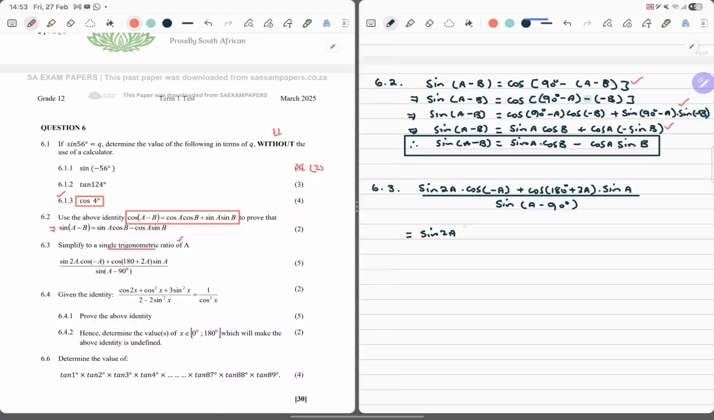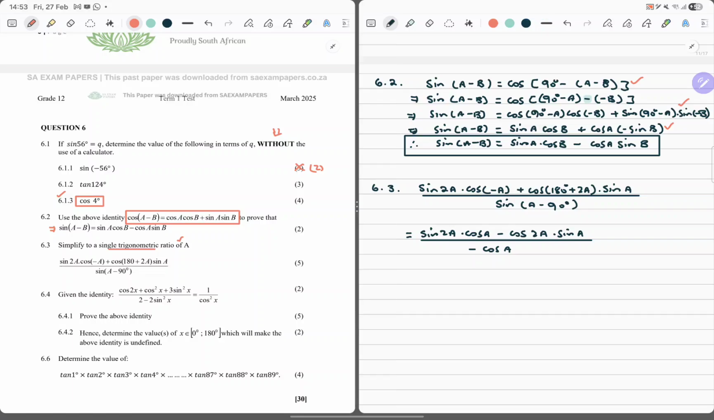We keep this. Cos of a negative angle is going to be positive. And then, because this is going to be negative cos 2a times sine a. This is all divided by, now this is an angle in the fourth quadrant. Sine is negative, so this is going to be minus cos a using cofunctions.